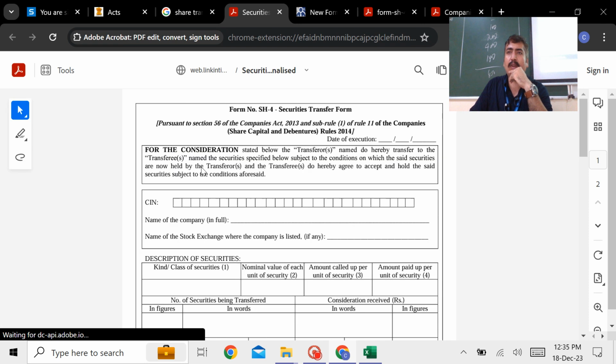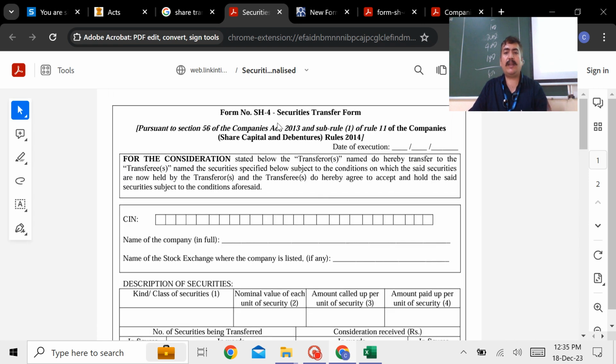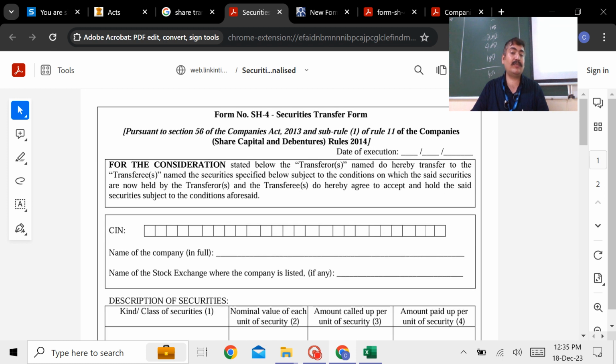Basically, what are the contents? Form number SH4, securities transfer form. Now this is very interesting, guys. Securities transfer form, not share transfer form. What does it mean? If you want to transfer your debentures also, it is the same form. So guys, the chapter we are learning is not applicable only to shares, but at the same time it is also applicable to debentures.